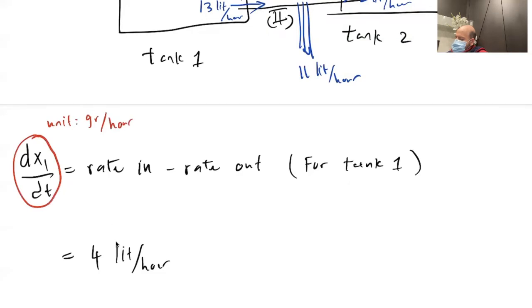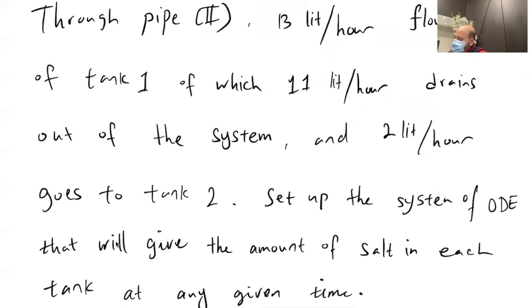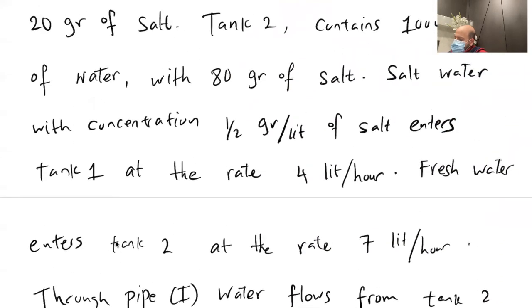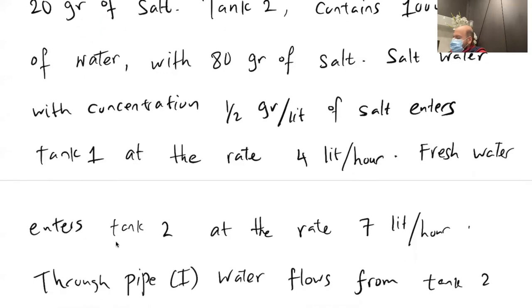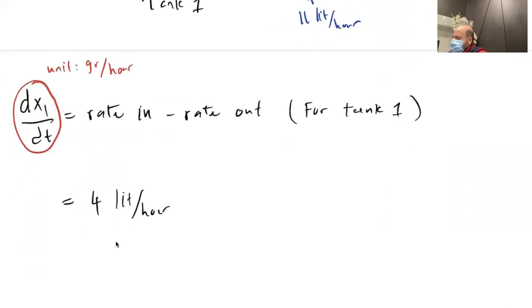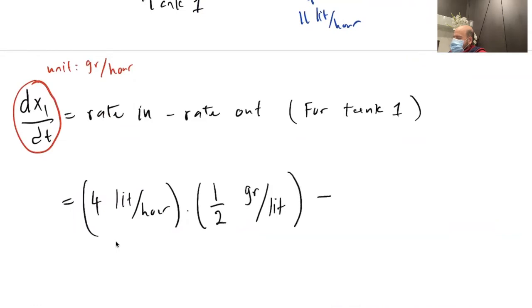Now this is 4 liters per hour, so I have to multiply it with gram per liter, so that I get gram per hour for the rate in. And this was given in the question. It was saying 1/2 gram per liter. The 4 liters that come into tank 1 have the concentration of 1/2 gram per liter. So I have to multiply this number by 1/2 gram per liter, minus rate out. Now, what is the rate out?